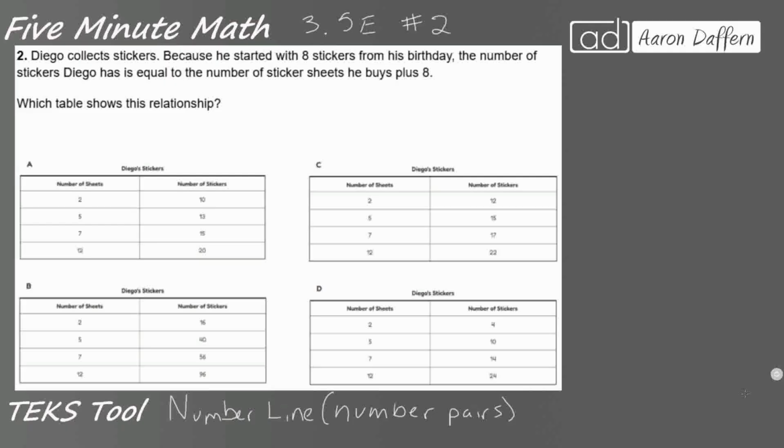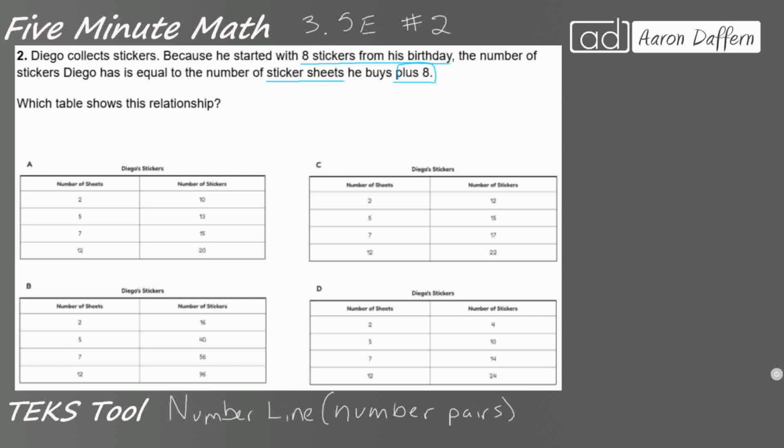So we have Diego collecting stickers, and he started with 8 stickers. So he wants to have the number of stickers that he has equal to the number of sticker sheets he buys plus 8. So he starts with 8, and then he wants the number of stickers to equal the number of sticker sheets plus the 8 that he already had. So which table shows this relationship? Well, it tells us that he's starting with plus 8. So let's take a look at what that would look like.